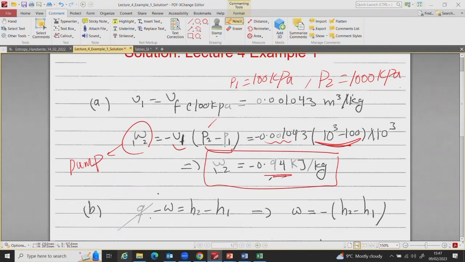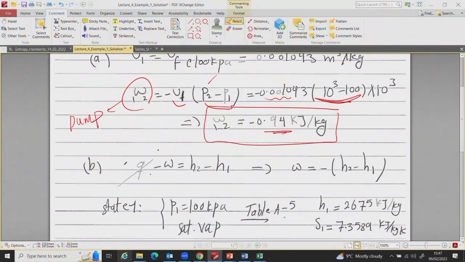But for the compressor, remember, we can't use this formula. This formula is only for pumps. If you stay with me 5 more minutes, then we're done, guys. I know that you're tired, but 5 more minutes. Okay.